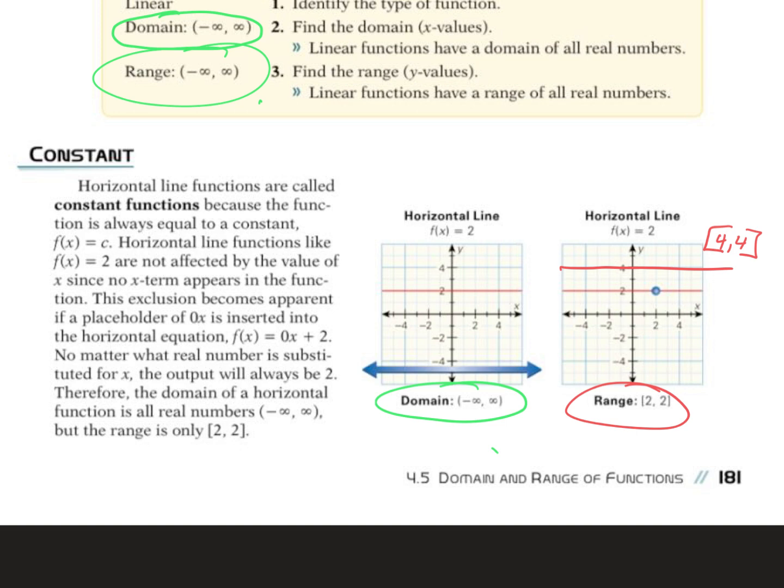Wait, what's that blue dot? I think they're just... Is that saying up to over 2 for your range? No, because it's in brackets. Okay. I think they just picked a point on the line. Do you have to put range in brackets? Yes. If it includes that number, it gets a bracket. If it's up to that number but not including it, it's a parenthesis. Infinity is not a real number, so it gets parentheses. We'll explain it more in a minute, okay?